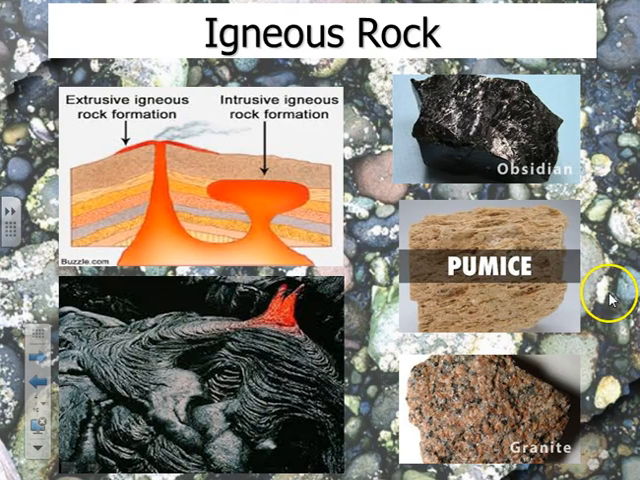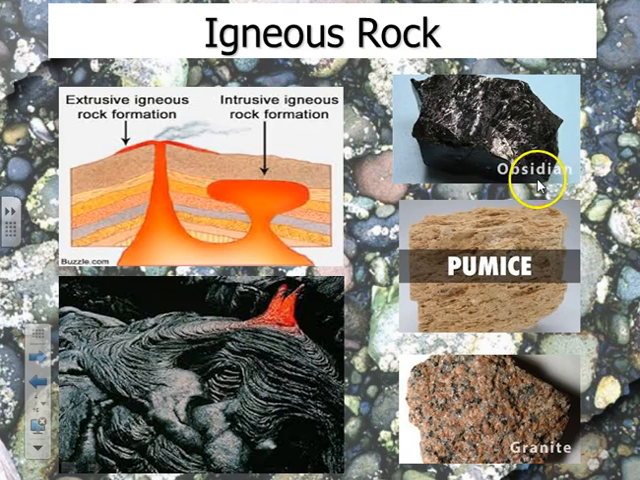Okay, so take a look at this slide. Here you have a diagram of an extrusive igneous rock formation. You may want to draw this on your Cornell notes. Here you have an intrusive igneous rock formation inside the magma plume. These are three different examples of types of igneous rock.